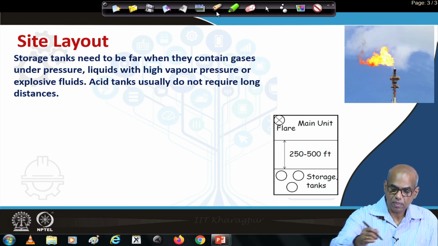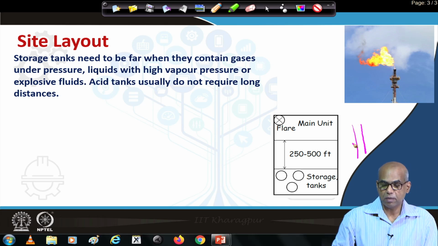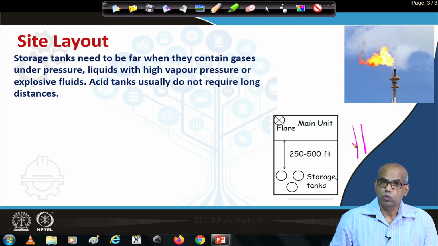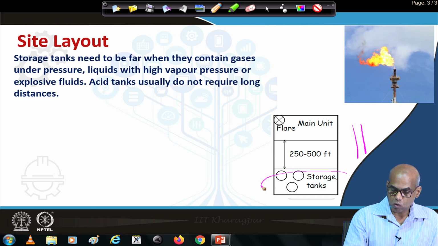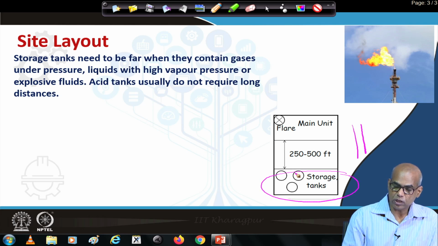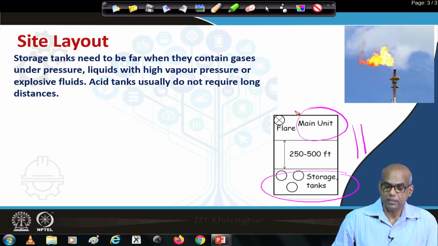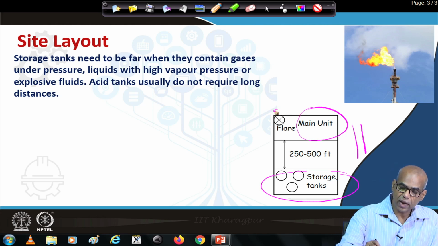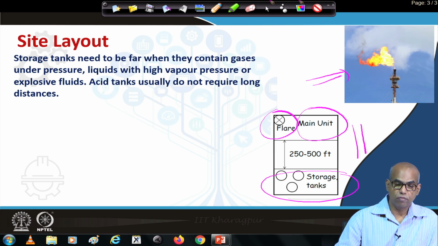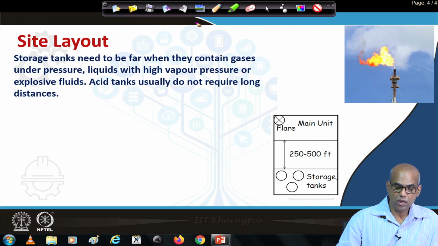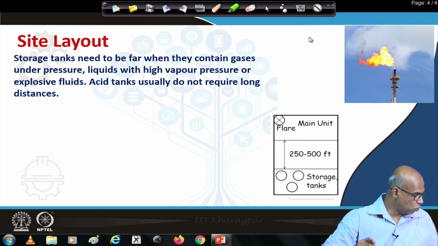What you see here is another simple schematic of the site layout. These are the storage tanks on one end. Between the storage tank and the main unit, there is about 250 to 500 feet distance, meaning about 70-80 meter to about say 170 meter distance. On one corner, you see the flare. Flare is a safety device that you see in refineries, in petrochemicals, etc.